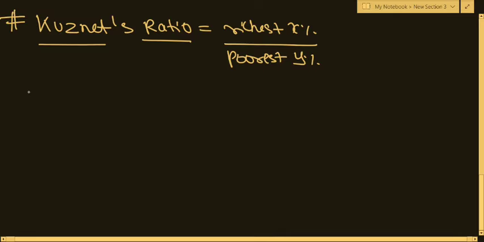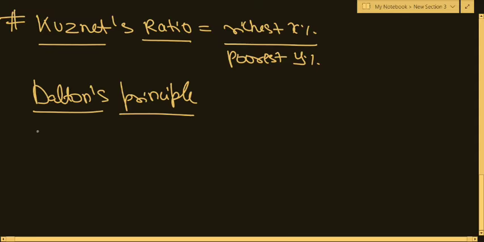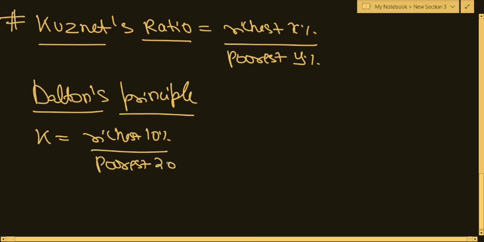Now this also fails Dalton's principle. Now why is that? Let us say we have Kuznets ratio A equal to richest 10% to poorest, let us say, 20%. Okay, now we make a regressive transfer.